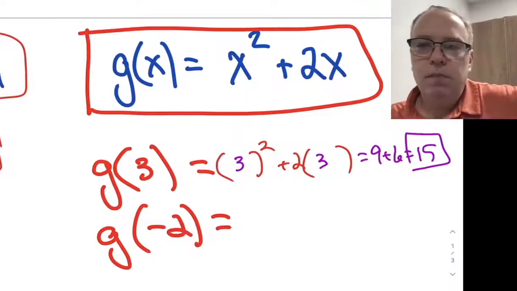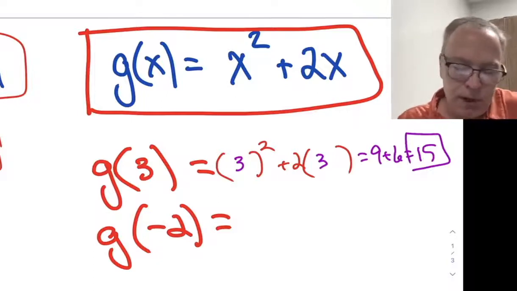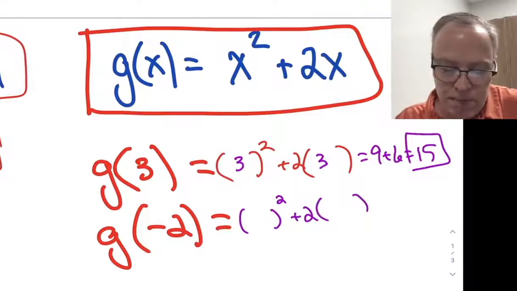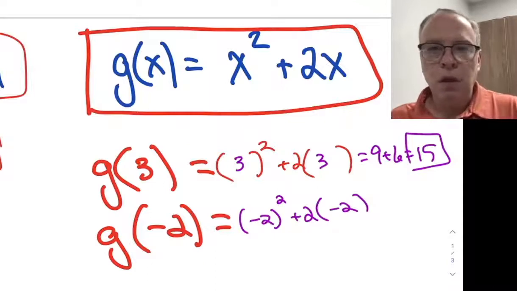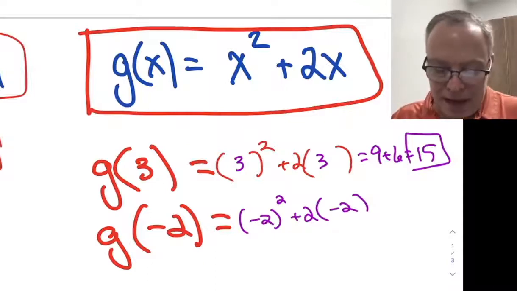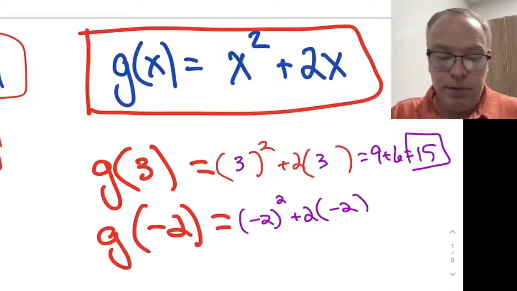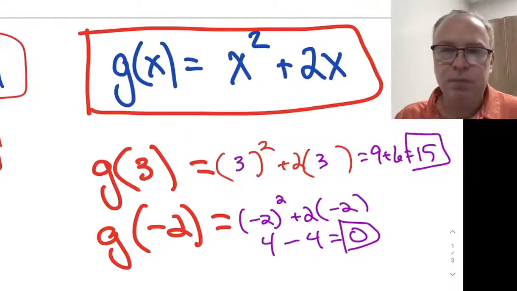All right, so a lot of you got 0 for the second one, so let's see if that's right. I am going to square the input and then add 2 times the input. And if I put negative 2 in there, I want you to notice that it's inside a parenthesis. And it needs to be, okay? That needs to be the way you do it. So that would be 4 minus 4, which is 0. 0 is the correct answer.